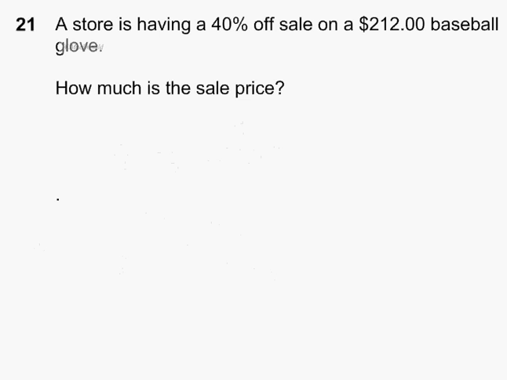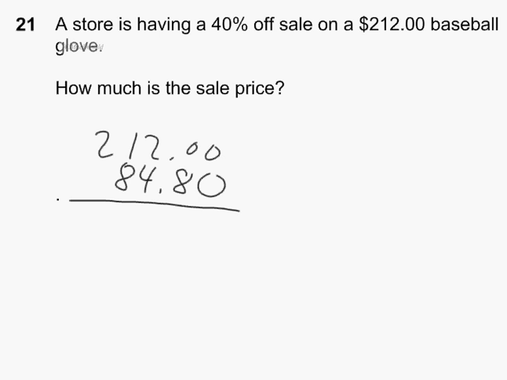The second one says, if $84.80 is the discount, what's the sale price? For a lot of you, for whatever reason, you'd forgotten how to subtract decimals. It's a grade 5, grade 4 outcome, right? So I have to take the $212 baseball glove and subtract the discount from it. In this case, the $84.80 that I'm going to save.